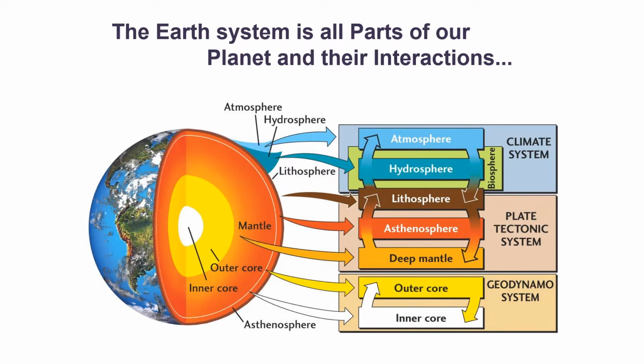All right. Then next we have the lithosphere, the asthenosphere, and the deep mantle. These consist of the plate tectonic system. Then in the climate system, we have the atmosphere and the hydrosphere. This is also where the biosphere is.